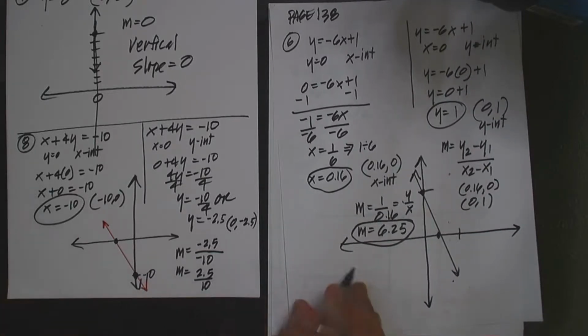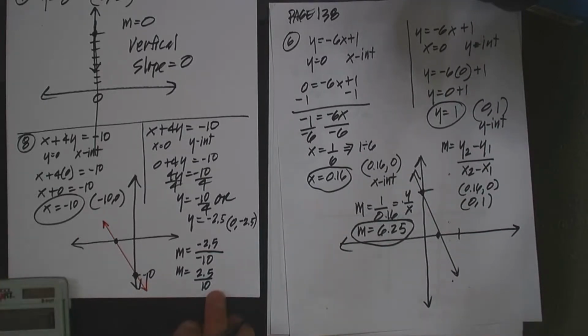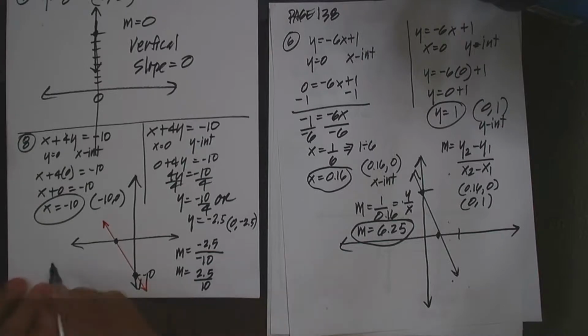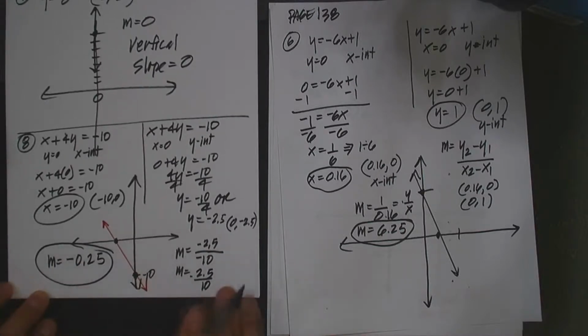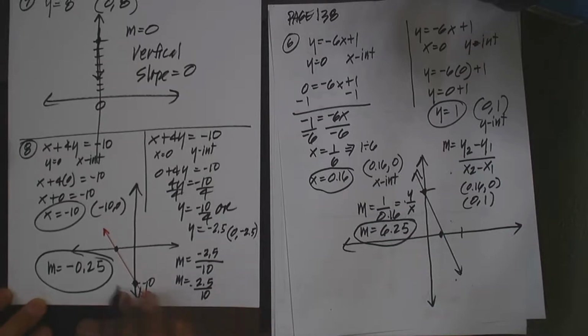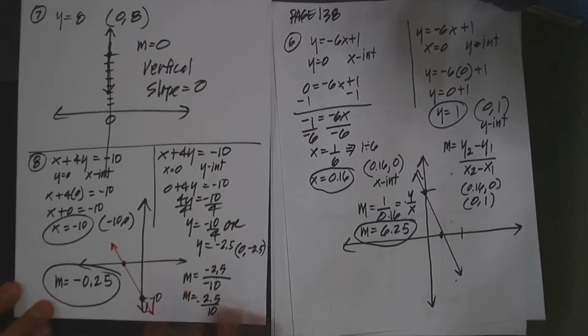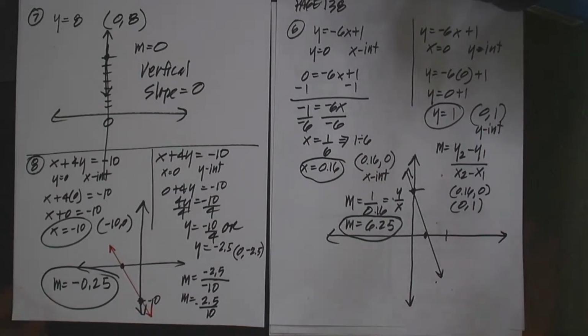And then you can divide that, okay? Because you want to have a whole number in there. 2.5 divided by 10. So your answer is m is equals negative 0.25. That is your slope. Okay, this is number 8 and that is number 7. So we're done on page 138.